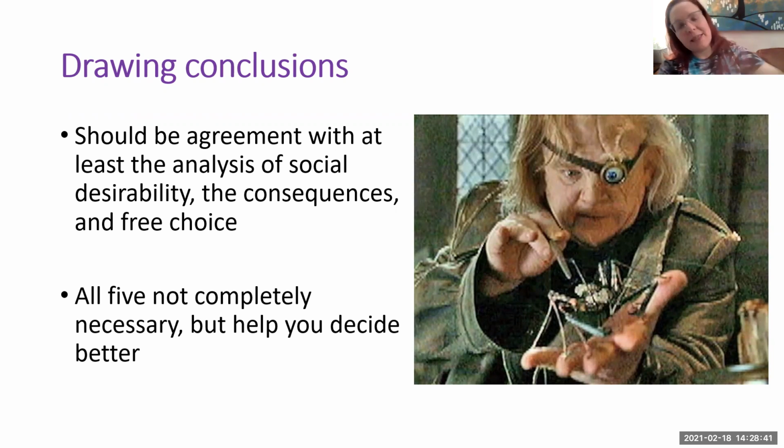So we can think about free choice, we can think about social desirability, we can think about consequences, and for those characters in that story, it might be that we could look at some other cause that wasn't their own character or disposition making them behave the way that they behaved.